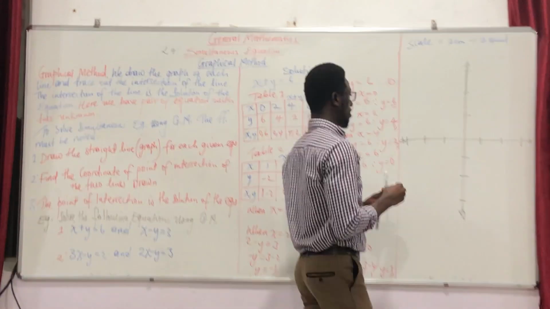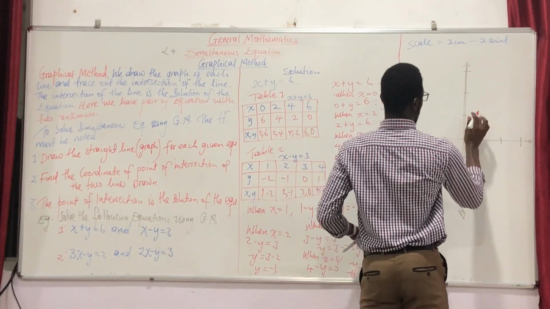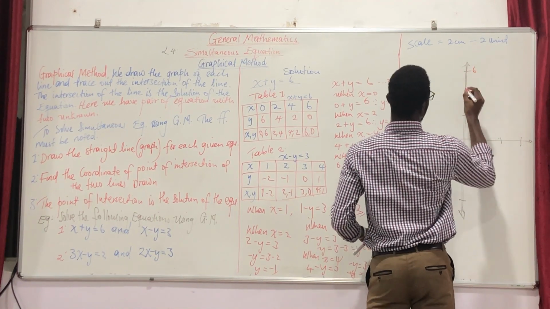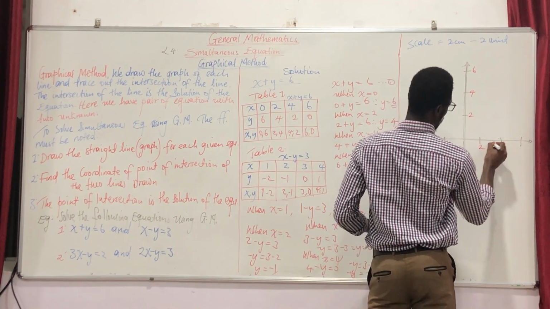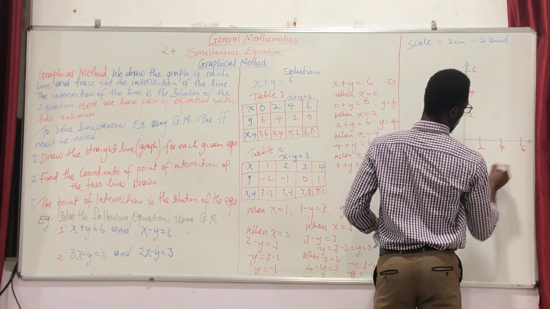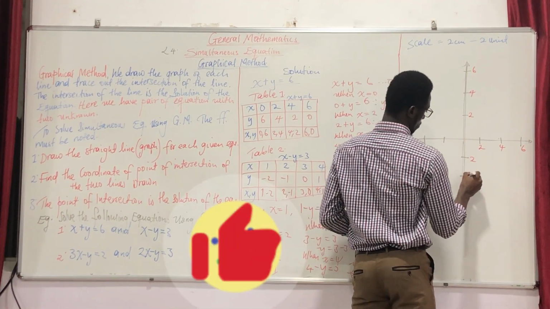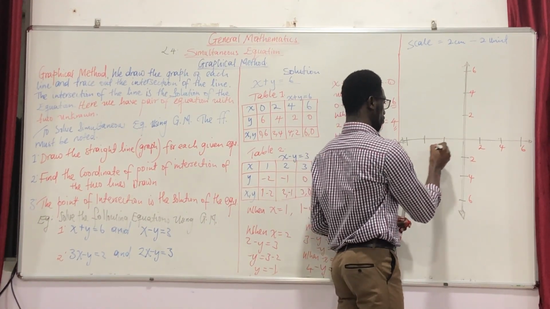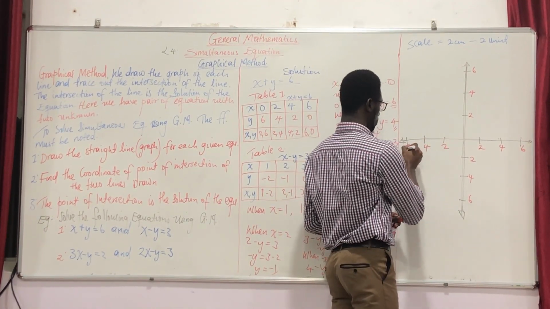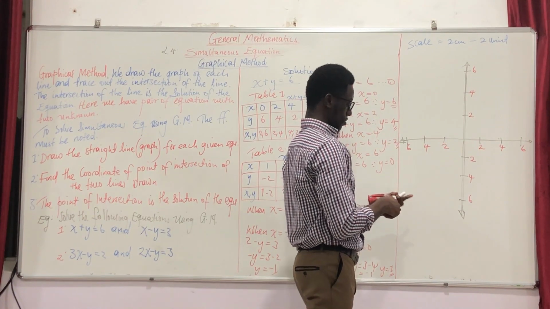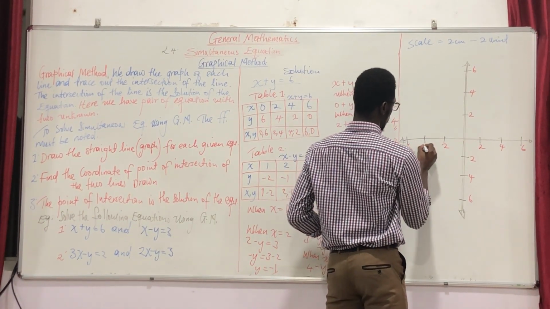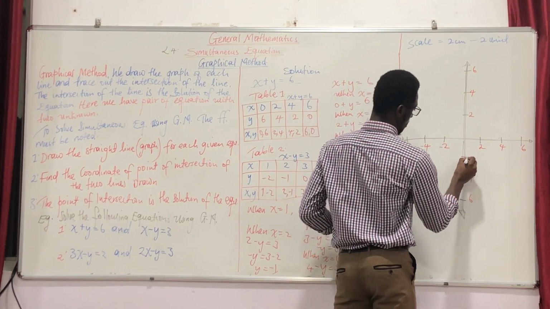So let's see here. This is 2, 4, 6, and again 2, 4, 6. The ones on this side are negative, and this again is negative.